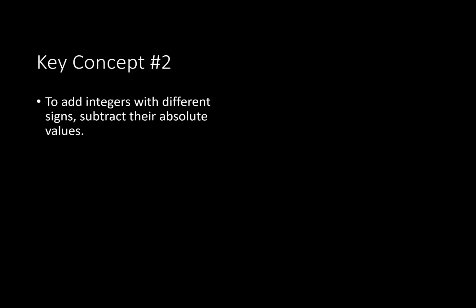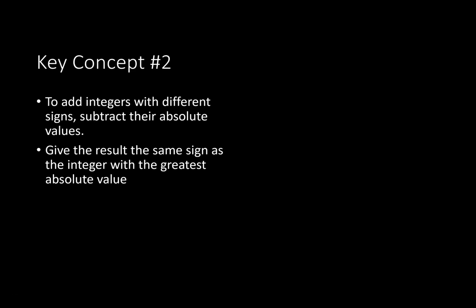Okay, next concept. To add integers with different signs, subtract their absolute values. Give the result the same sign as the integer with the greatest absolute value. So if we look at this one, 7 and -2, the absolute value of this one is 7. The absolute value of this one is 2. I subtract them, it'll be 5. And the greatest absolute value is 7, so it's going to be +5.